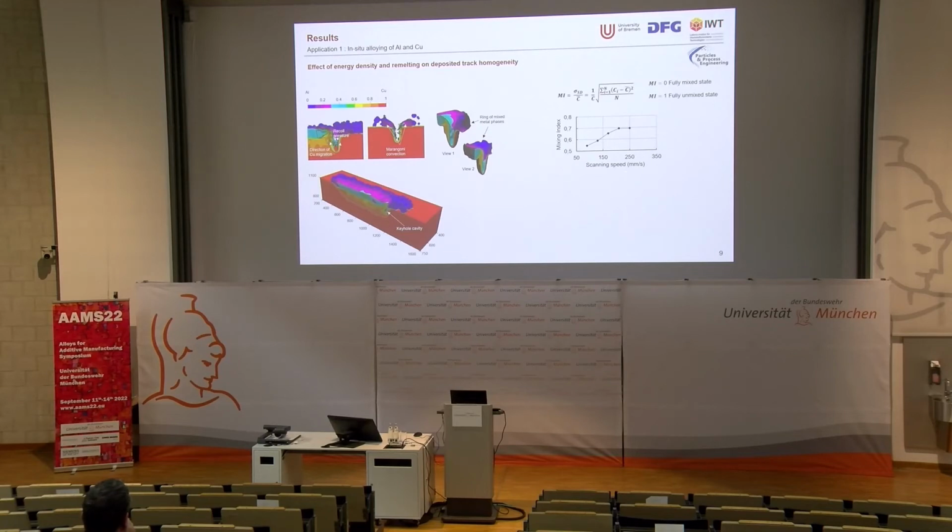But at smaller scanning speed, at higher energy density, the value of mixing index goes down. So the next thing that we wanted to see is the effect of remelting on the track inhomogeneity. For this simulation, we just remelted the track again and calculated the values of mixing index. Here you can see that after remelting, the values of mixing index are going down. That means that remelting improves the homogeneity of the track. This is basically happening because remelting introduces a steering effect in the melt pool, which produces a more homogeneous track.